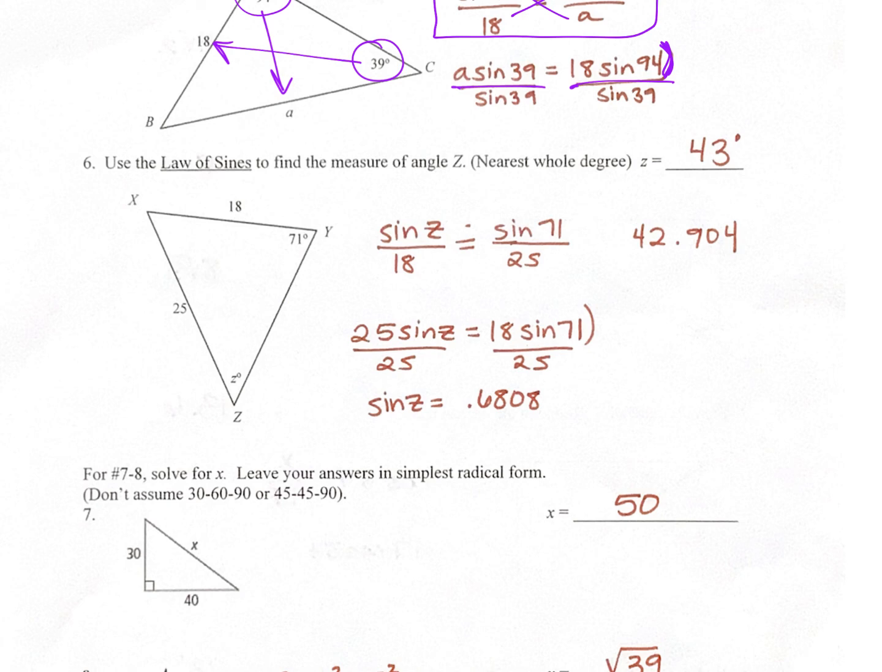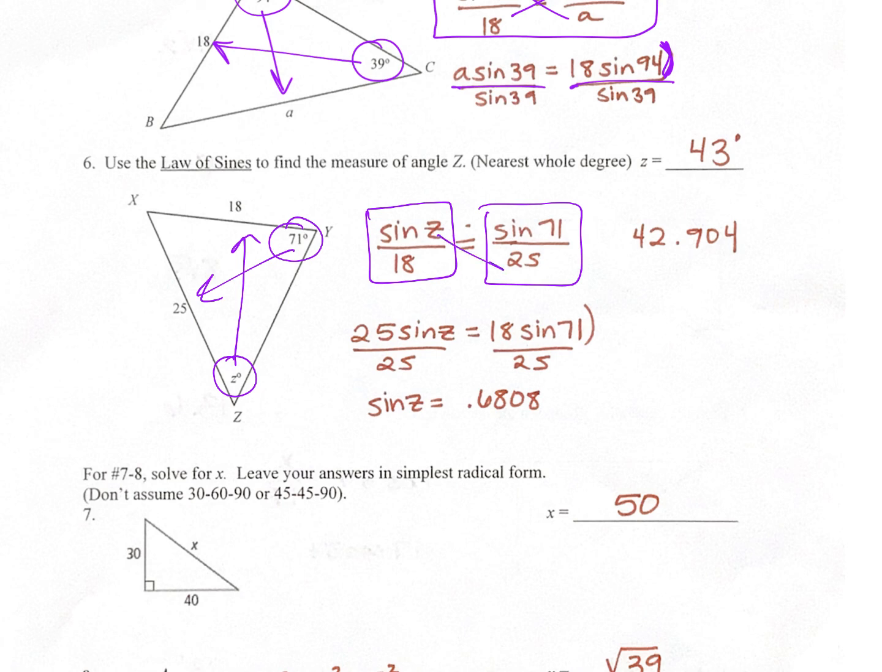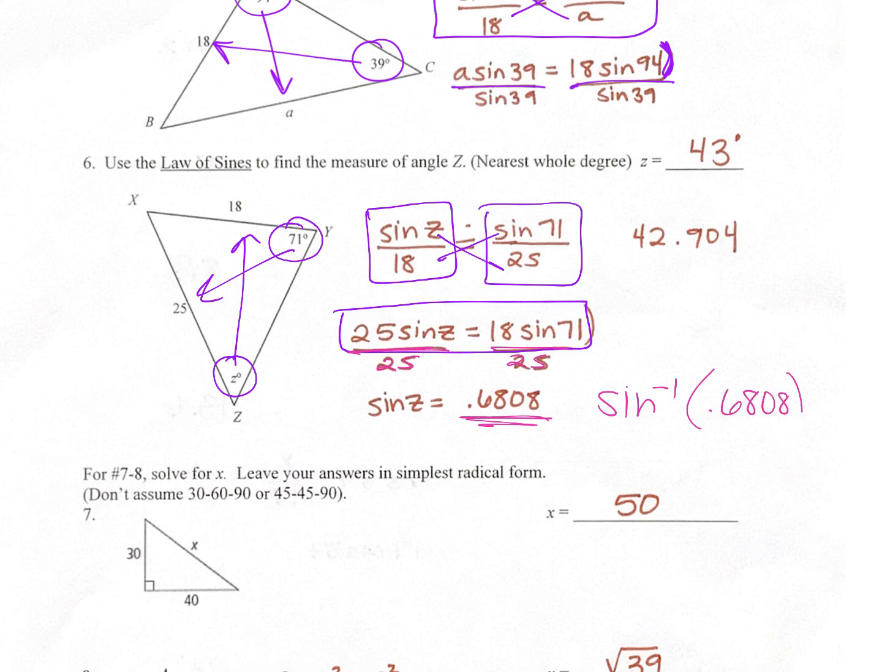And then number 6 is very similar, still law of sines, but you're solving for the angle, so you have to do the inverse. So it's going to be the sine of z over 18, that's here, equals the sine of 71 over 25, that's here. And then cross multiply that, so you get this, okay? 25 sine z equals 18 sine 71. Then divide on both sides by 25, and then you'll get this. So now the sine of z equals that, so you take the inverse sine of 0.6808, and that comes out to 43.